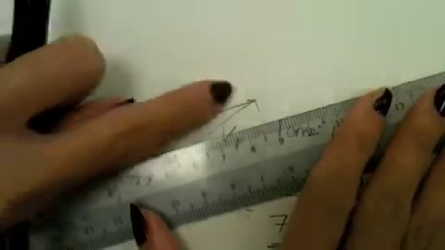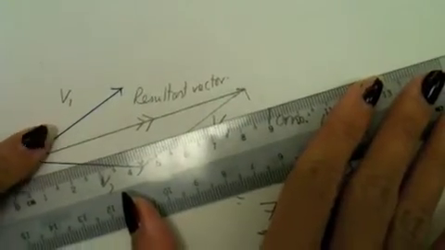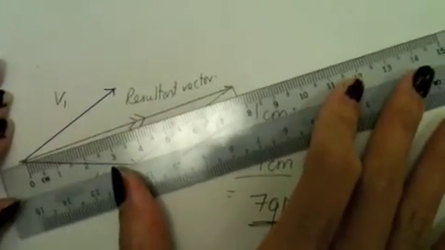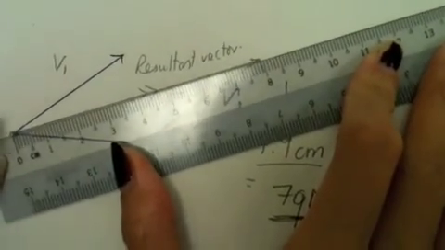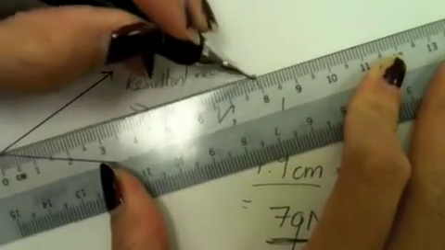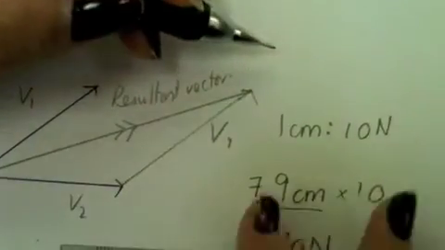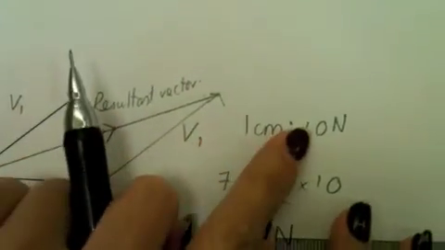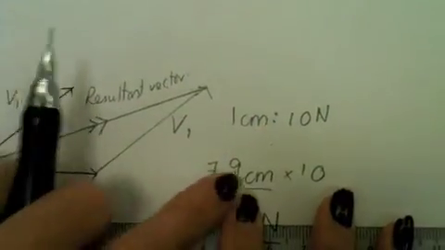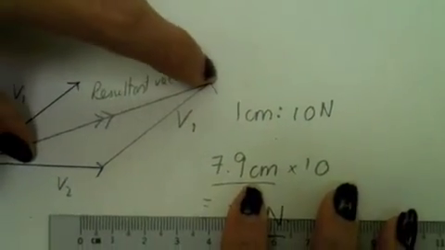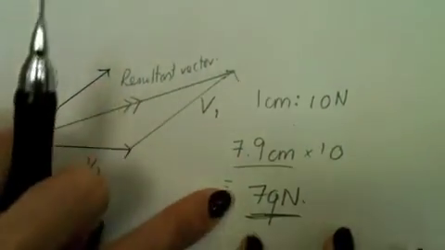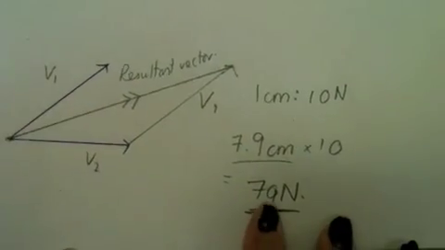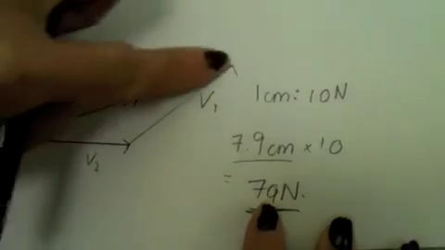Now, how to find the magnitude of the resultant vector? You place your ruler and measure the distance of the resultant vector. This is 7.9 cm. Now if the given scale is 1 cm to 10 Newton, 7.9 cm, which is the length of the resultant vector, multiplied by 10 will give me the value of 79 Newton. This would be the magnitude of the resultant vector.